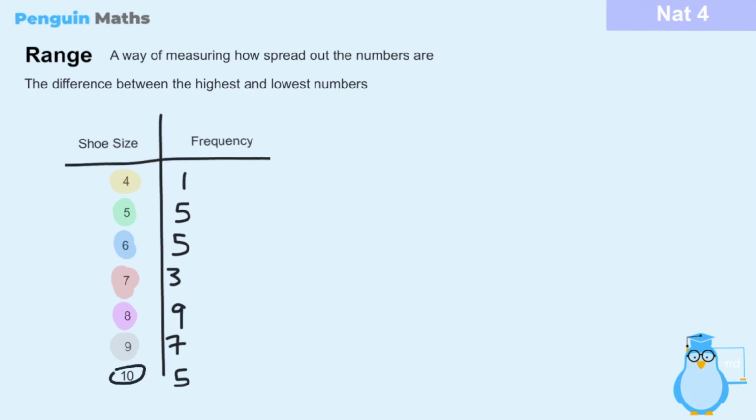So going back to the shoe size example, we know that the largest shoe size that we were collecting was 10 and the smallest value was 4. So that would mean the value for the range would be 10 minus 4 because it's the difference between the highest and lowest numbers, and that would be equal to 6. So we can say that for this set of data, the range would be equal to 6.